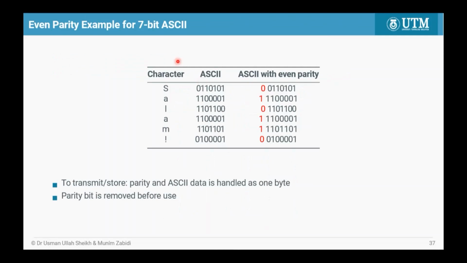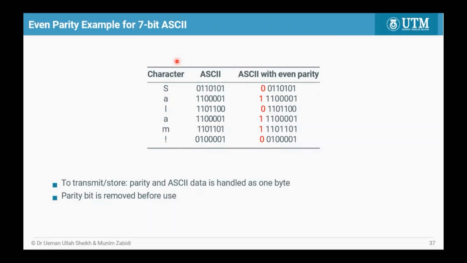Okay, so this is an even parity example for the ASCII. If you're going to show the S, the ASCII code for the S, this is with the even parity. So you put the value 0 kat situ. This ASCII code is used to transfer or store parity. ASCII data is in bytes, 1 byte. So this is 1 byte lah. Kenapa 1 byte? Because it consists of an 8-bit number.